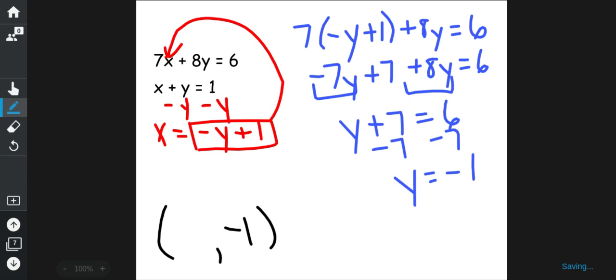Okay. To get x, we're going to plug in for y. So -1 plus 1. So this turns into 1 plus 1, or 2.